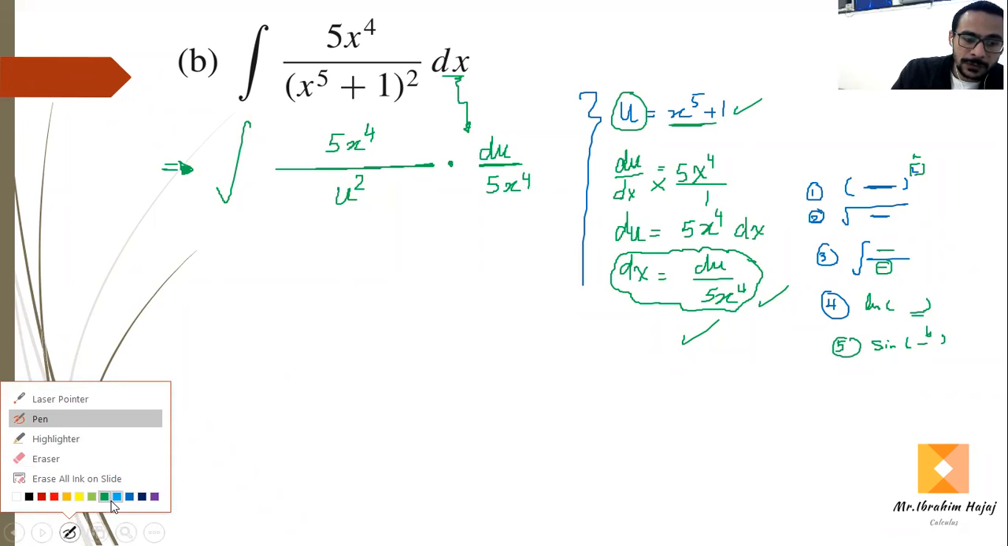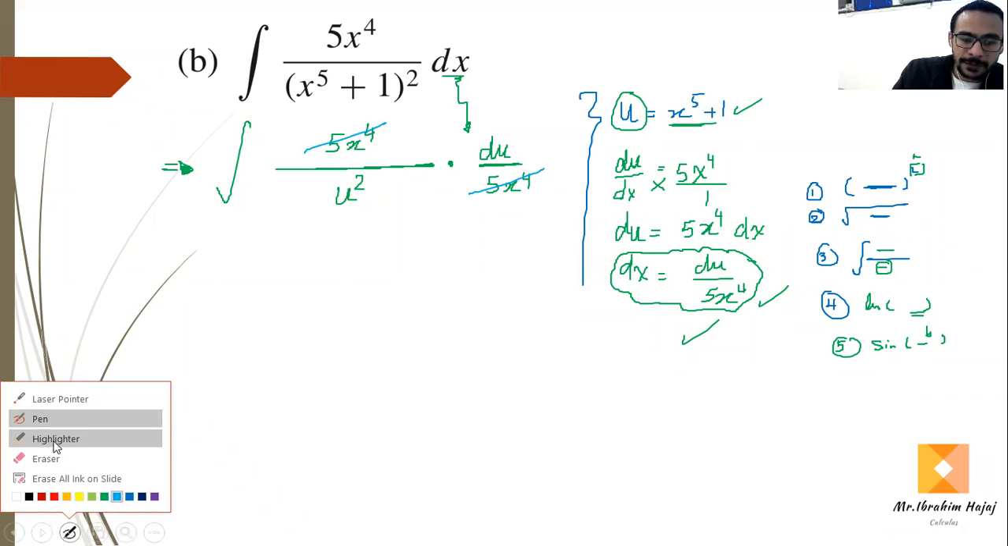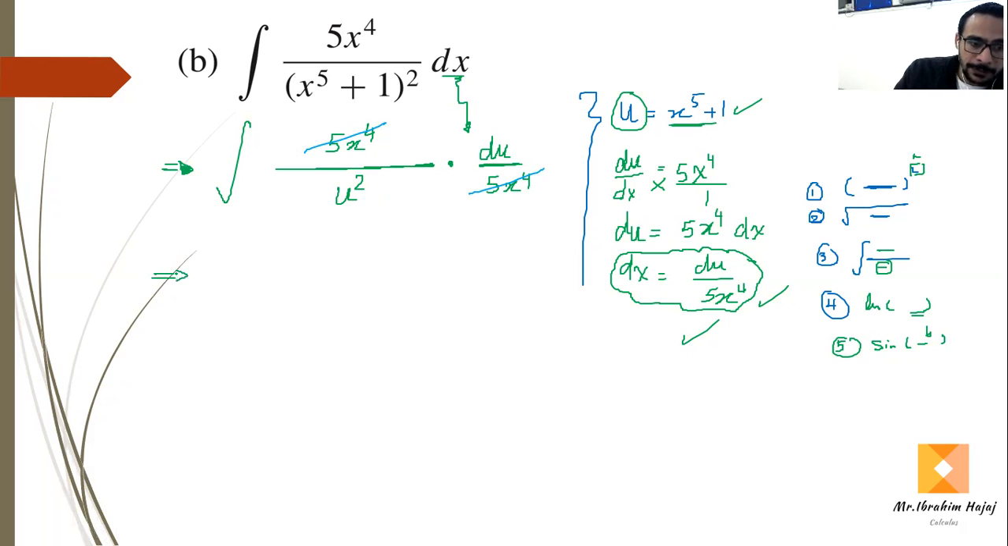Next step, you will find something common up and down: cancel 5x to the power of 4. This is also one reason to choose your u, that the derivative of x to the power of 5 is 5x to the power of 4. It makes sure you're going the right way. So the integral of 1 over u to the power of 2 times du.